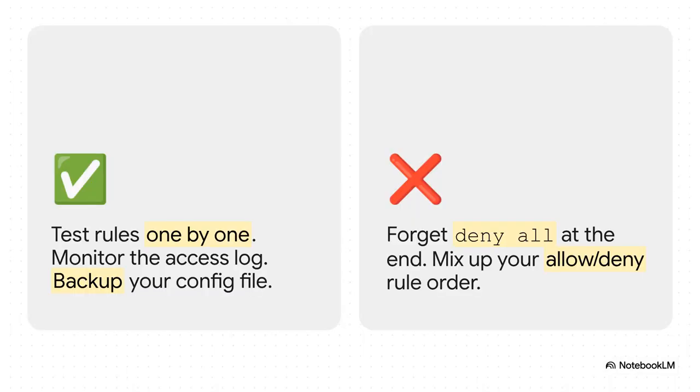To save yourself some future headaches, stick to these best practices. Always test rules one by one, so if something breaks, you know exactly what did it. Keep an eye on the access log to see what Squid is doing in real time. And please back up your config file. On the don't side, we've got the classic mistakes, forgetting that final deny all rule and getting your rule order mixed up. Avoid those, and you'll be in great shape.